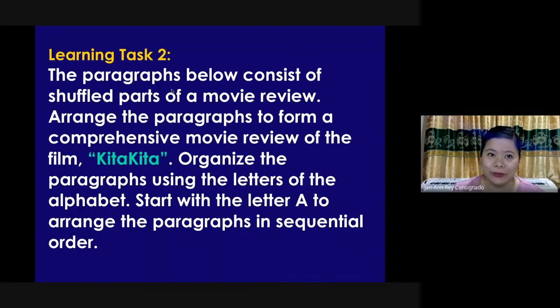Learning Task 2. The paragraphs below consist of shuffled parts of a movie review. Arrange the paragraphs to form a comprehensive movie review of the film Kita Kita. Organize the paragraphs using the letters of the alphabet. Start with the letter A to arrange the paragraphs in sequential order.